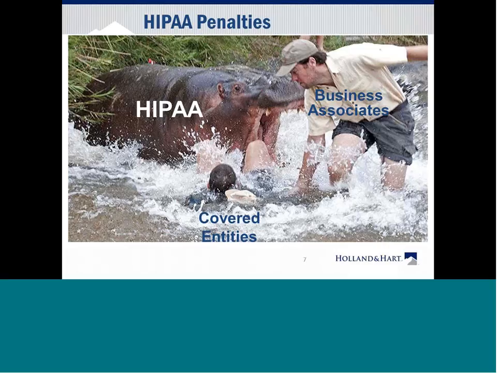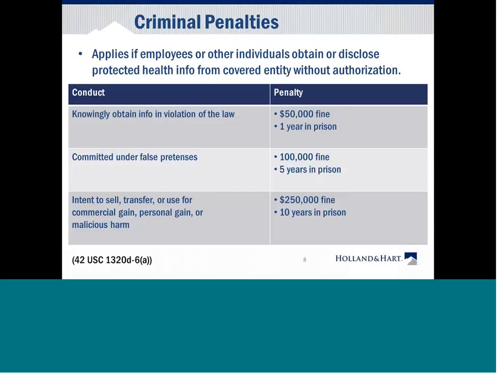Can't talk about HIPAA without talking briefly about the penalties. This is really important because you need to know those penalties and the structure that applies to help you in responding. First, did you know that you can go to jail for a HIPAA violation? Yes, you can. The criminal penalties apply if an employee or other individual obtains or discloses protected health information from a covered entity without authorization. The penalties are anywhere from $50,000 and a year in prison up to $250,000 and 10 years in prison.